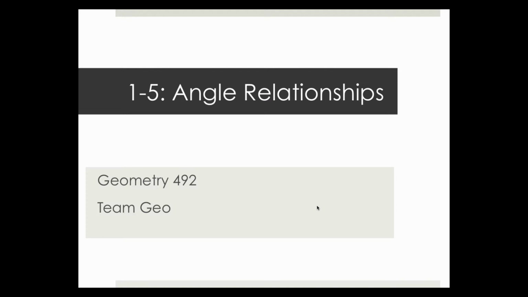Right angle, which is 90 degrees. And then the fourth one? Straight, which is 180, which looks like a line. Very good. So we're going to take those 4 types of angles and pair them up.